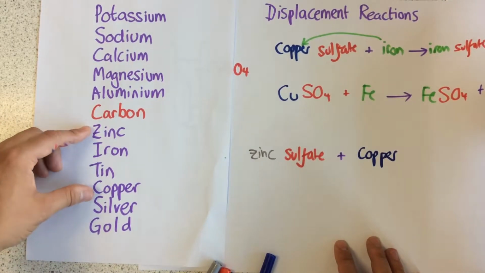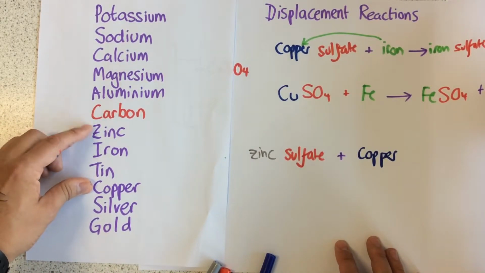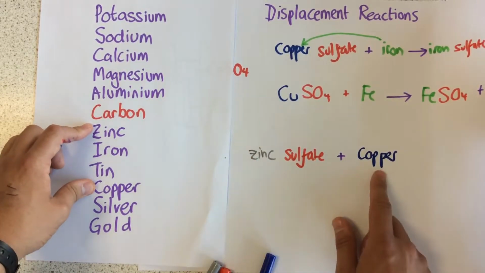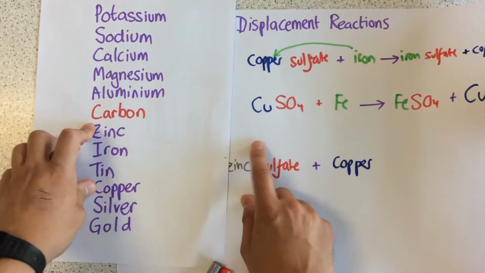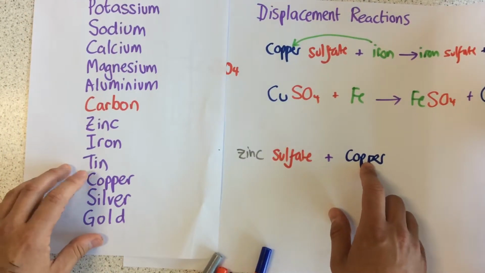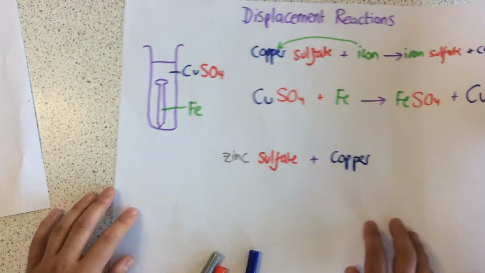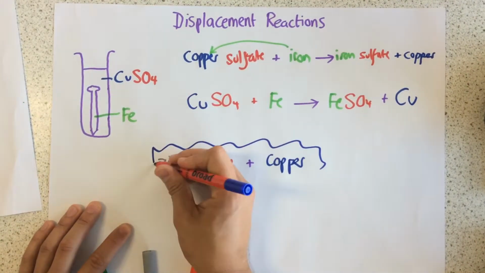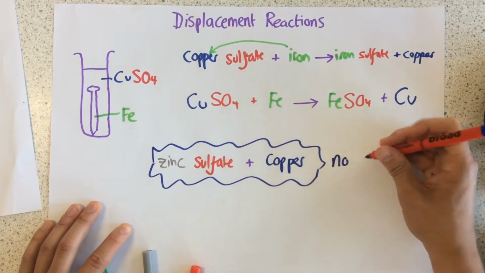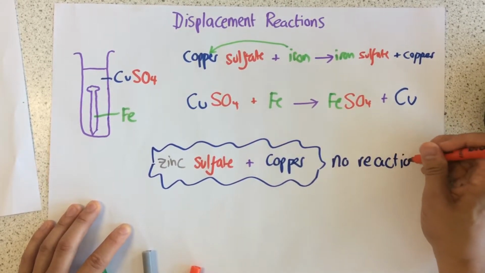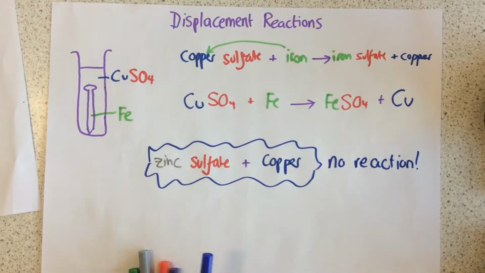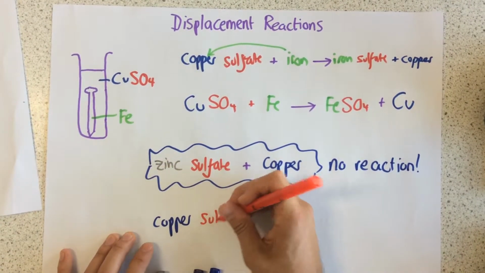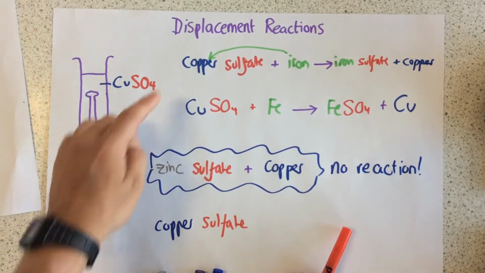So if we're comparing zinc with copper, we can see that zinc is more reactive than copper because it's further that way. As a result, copper cannot displace the zinc. It's not reactive enough. It's less reactive than zinc. So if I added copper to zinc sulfate, there would be absolutely no reaction.